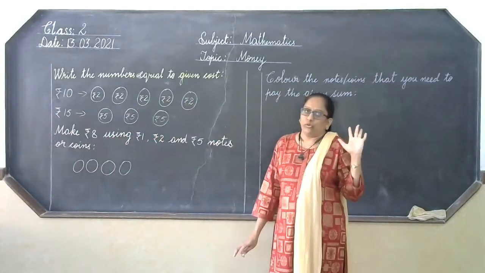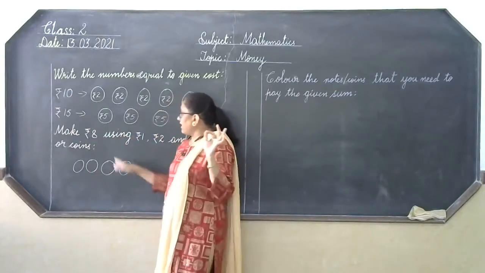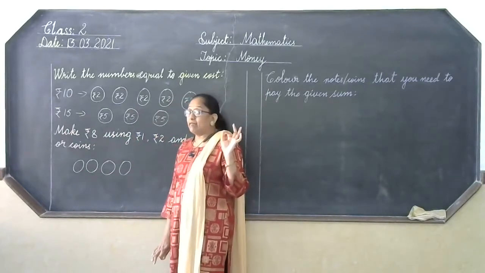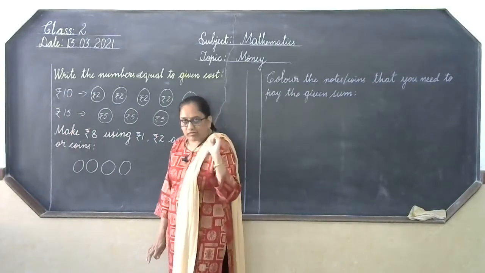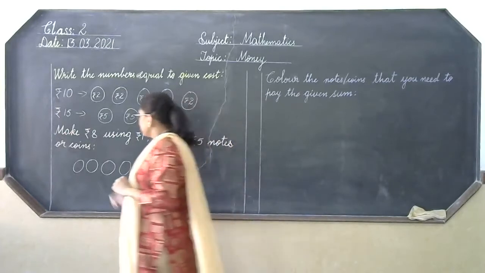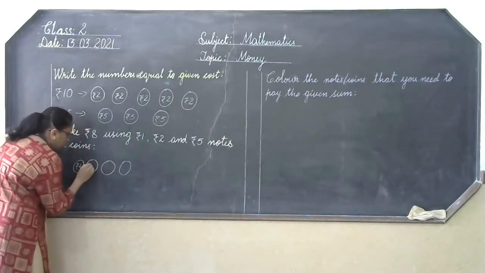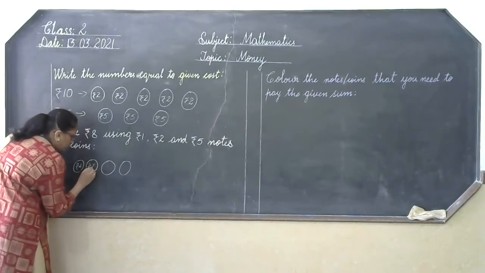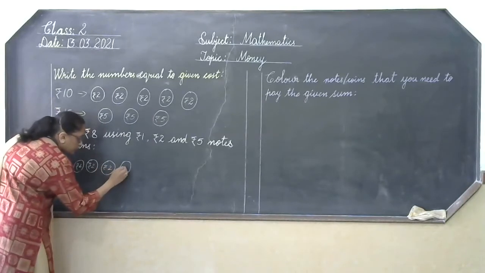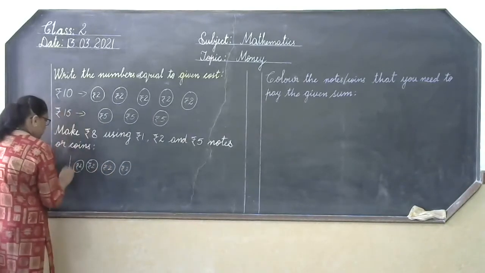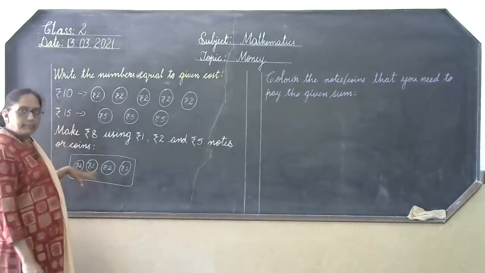How will you pick? So you will do 8 divided by 4. So 2 rupees, 2 rupees, 2 rupees, 2 rupees, 4 coins if you take, it will become 8 rupees. So here you will write rupees 2, rupees 2, rupees 2 and rupees 2. So this is one type of coins you can pick.